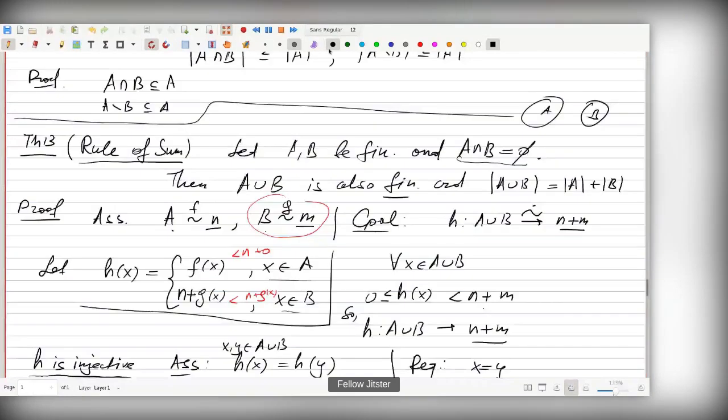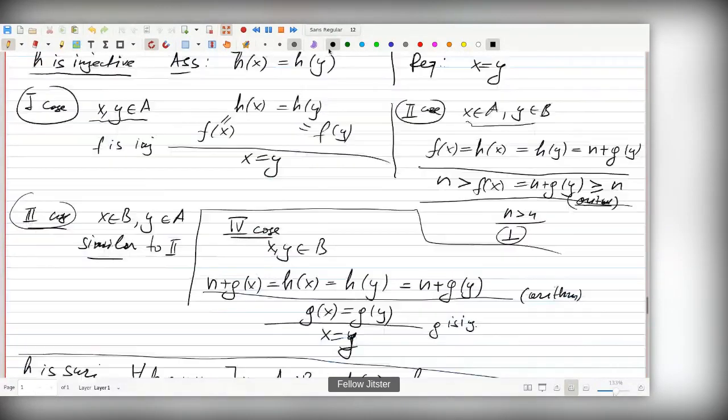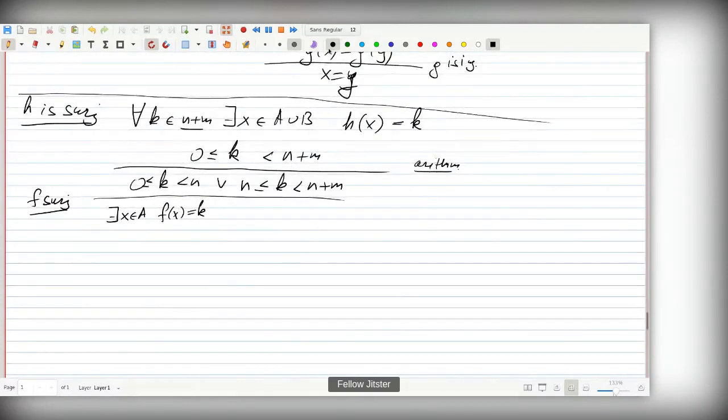You know, f is a bijection between A and n. We have such an element x, and this f of x will be h of x, as x belongs to A. But what should we do in the alternative case? In the alternative case, we shall apply another arithmetical fact and subtract n from all the three terms in this inequality.